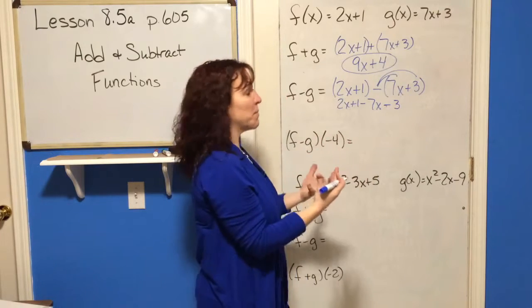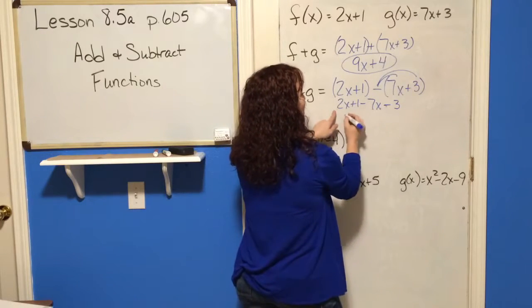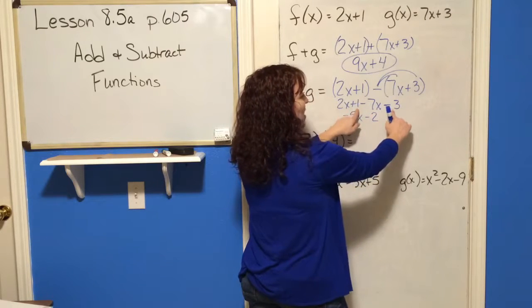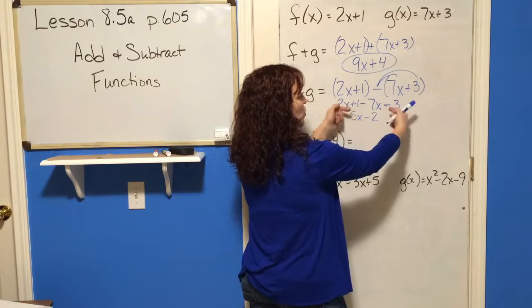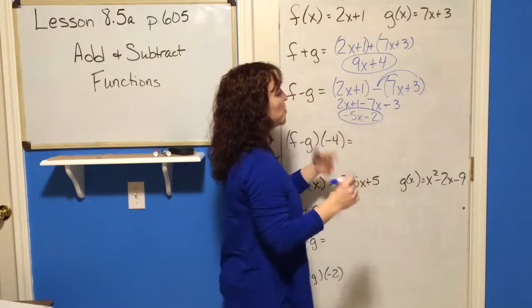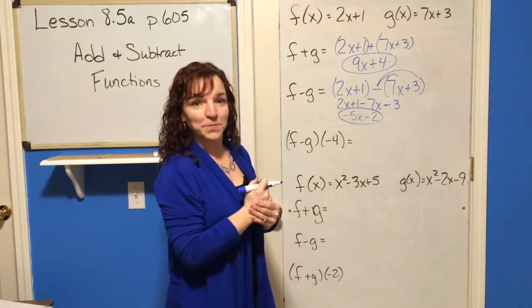Now you can simply combine like terms. So we've got negative 5x minus 2, because a 1 and a negative 3, the signs are different, so you subtract, and the negative is bigger. So negative 5x minus 2 is your final answer.